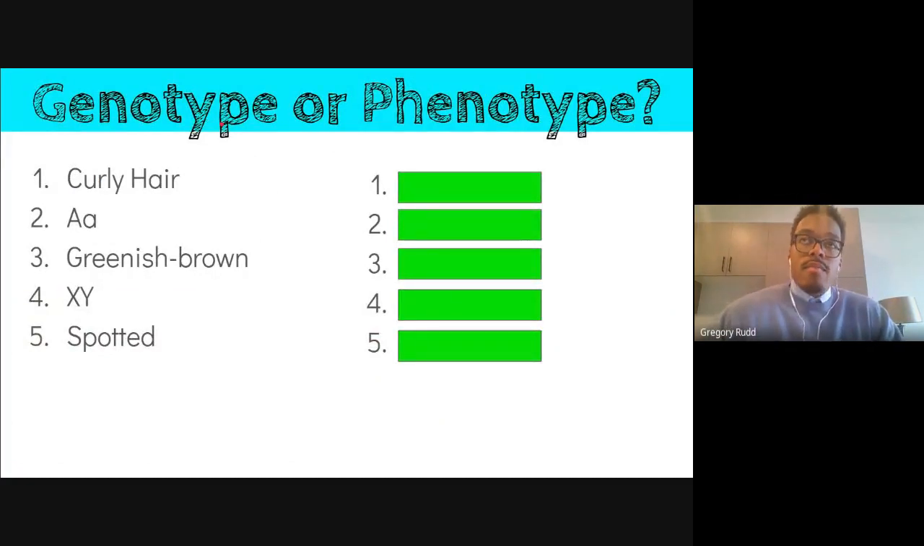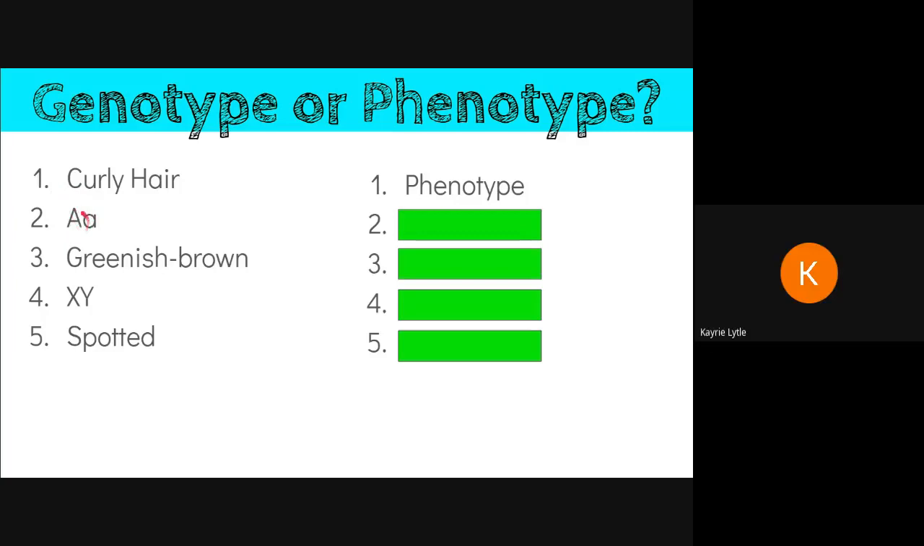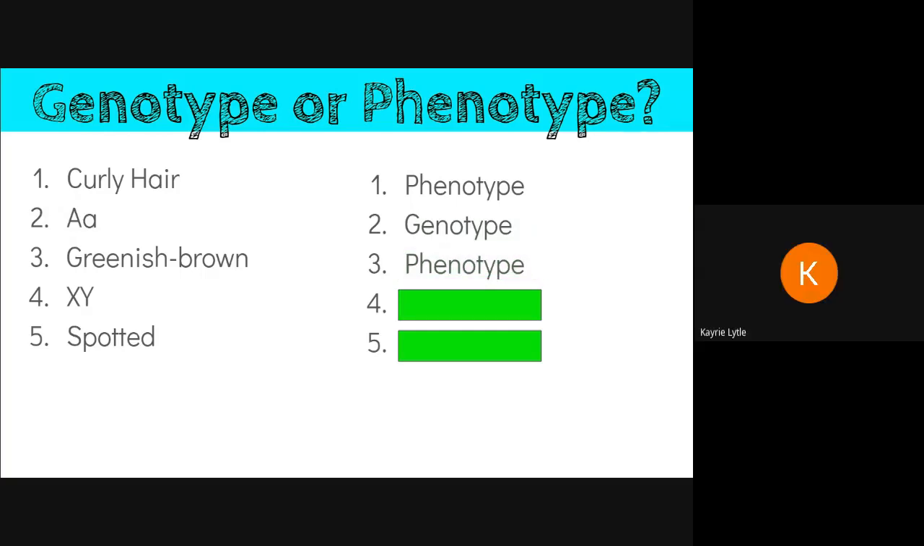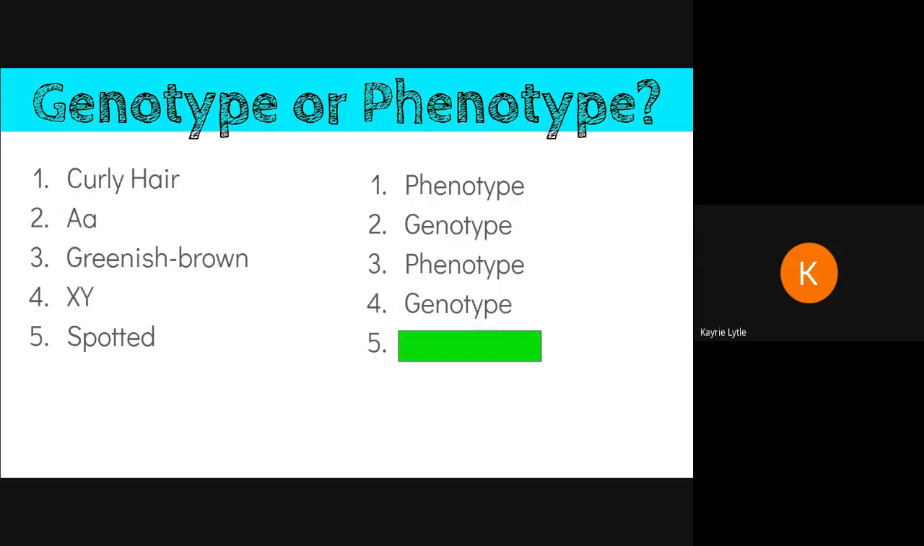Okay. So remember, we can describe traits in two different ways, both genotypically and phenotypically. So this first one, curly hair, is that a genotypic description or a phenotypic description? That is phenotypic, good, because it's a physical characteristic, curly hair. What about AA? If I've got a dominant allele, go ahead. Geno. It's Geno. What about greenish brown? Oops, that's me. What about XY? Geno. That's genotypic. And what about spotted? Pheno. That's also pheno. Good.